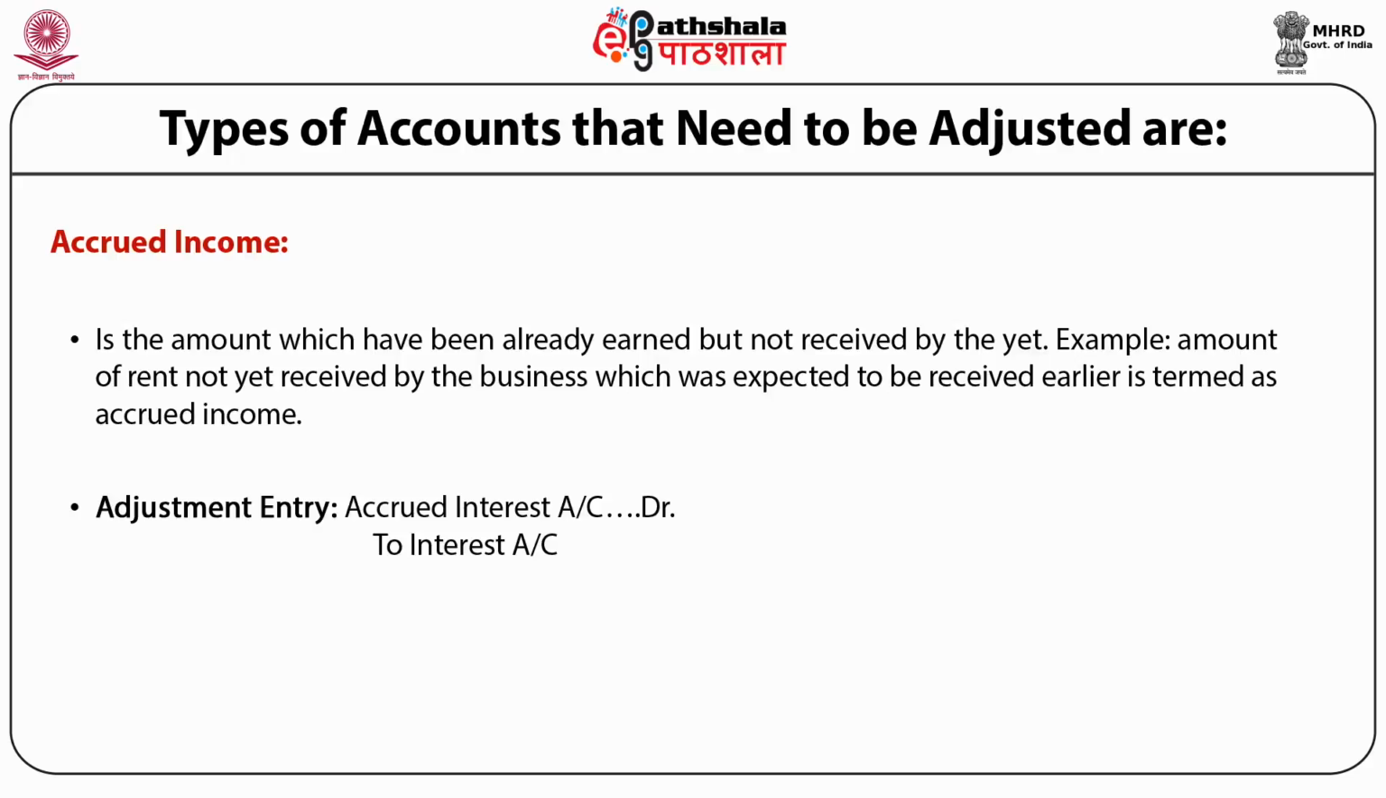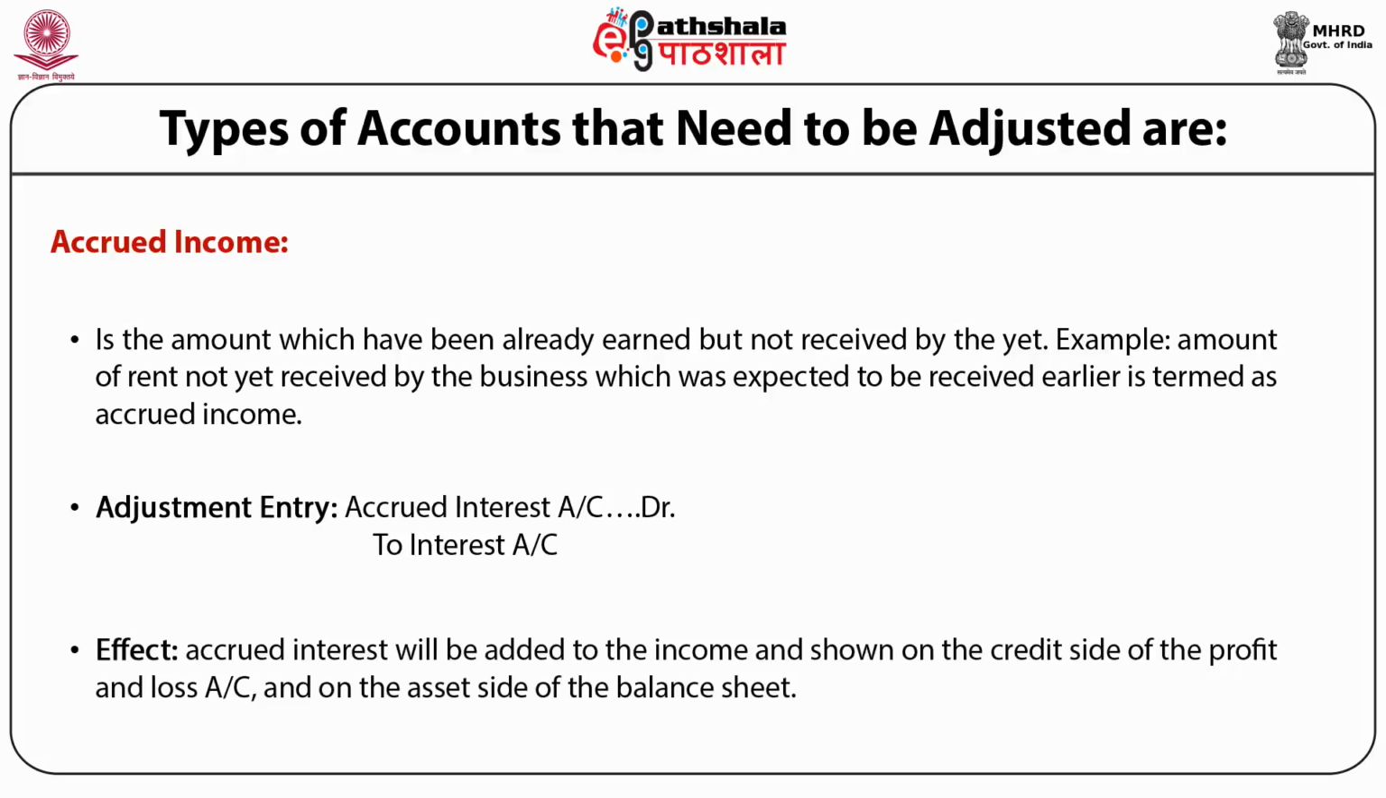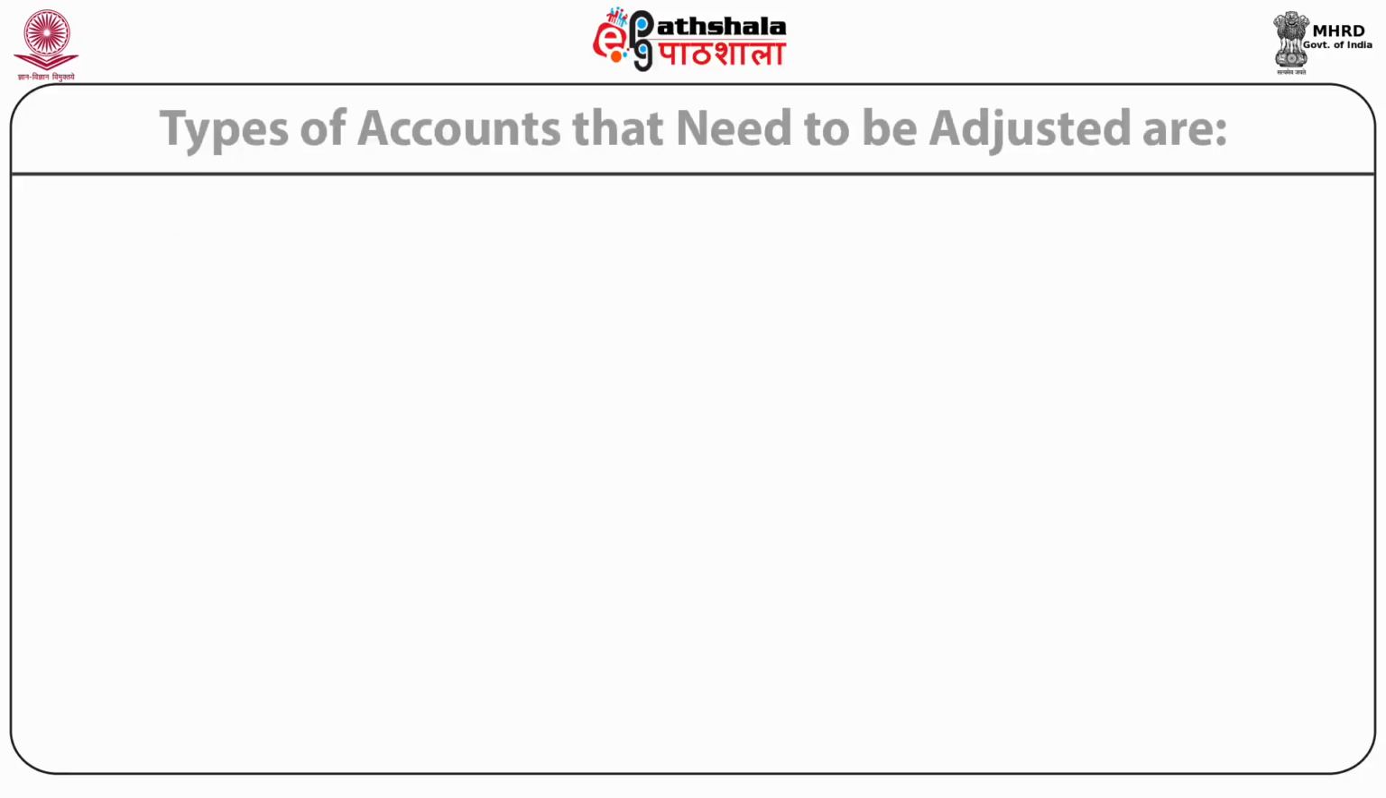For example, if the income is interest, then the adjustment entry will be accrued interest account debited to interest account. Now, the effect of the accrued income adjustment on financial statements, there will be two effects. Number one, accrued interest will be added to the income and shown on the credit side of the profit and loss account, and further it is shown on the asset side of the balance sheet.